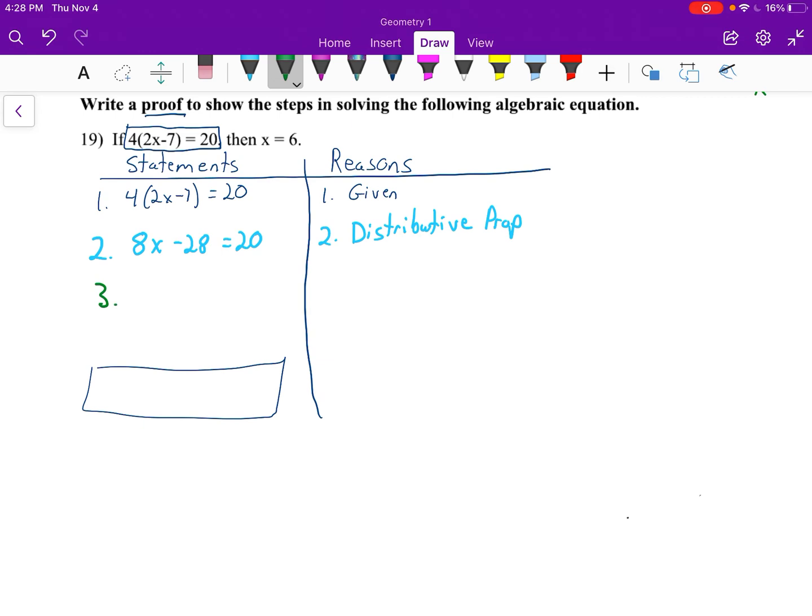Next, how do we solve this equation? Well, we would add 28 to both sides. Adding 28 to both sides gives us 8x equals 48. Why can we add 28 to both sides? That is the addition property of equality. Remember, if we add the same thing to both sides, or even if we subtract the same thing from both sides, that's still the addition property of equality, because subtraction is the same as adding the opposite.